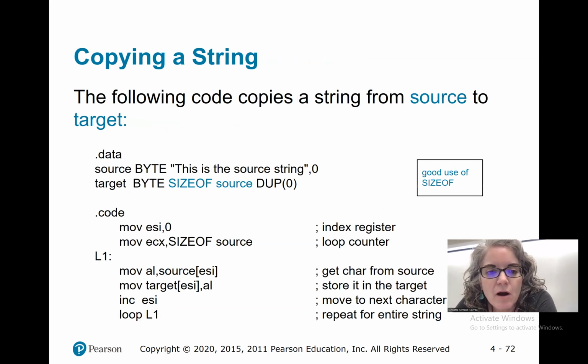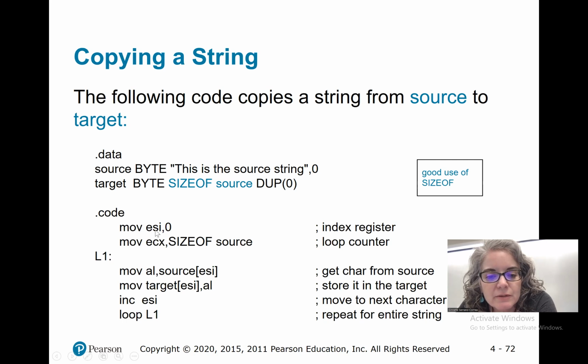Okay, this is an example of copying a string. So our source string is this. This is the source string, and it has an end of line. And then here, target. We have to make the target the same size as our source. So they use size of source. This gives you how many characters total, including the null character. How many total characters are in this byte? And so we make a target that is as big as this source.